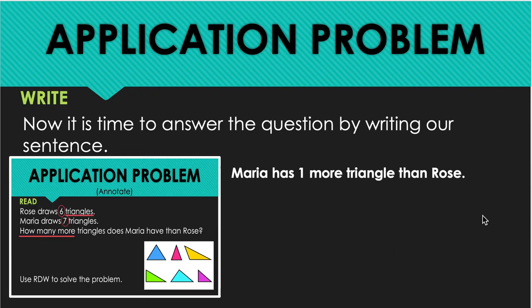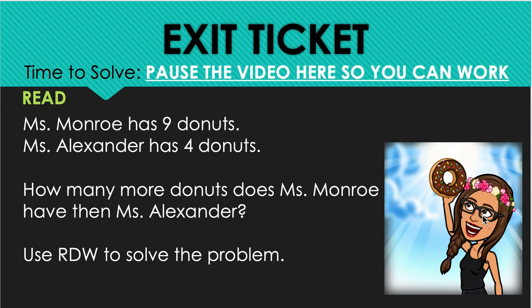Now it's time to write our answer. If you said Maria has one more triangle than Rose, you were correct. Give yourself a pat, pat, pat on the back, back, back for a job well done. Whoop, whoop. Time for our exit ticket.